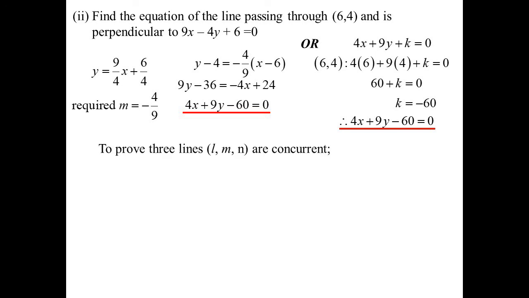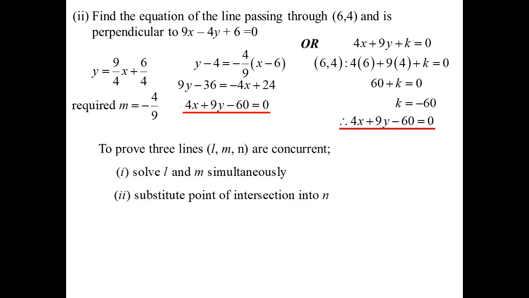If you want to prove 3 lines are concurrent, so that means 3 lines going through the same point, how do we do it? Find the point of intersection of one pair. So I've chosen L and M. If I was to solve L and M simultaneously, then I'd find the point of intersection. Then substitute that answer into the other line.